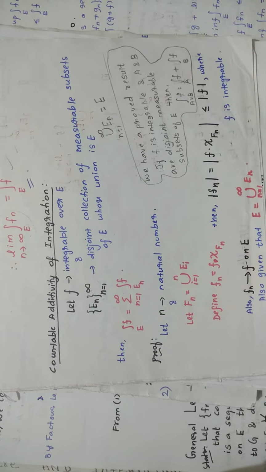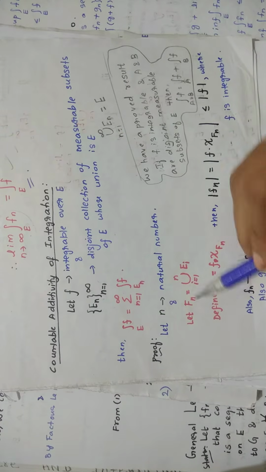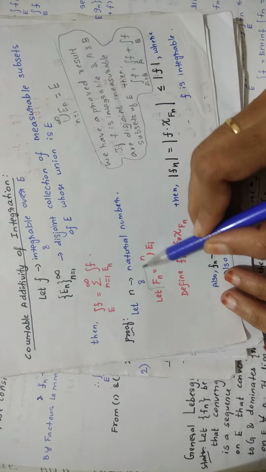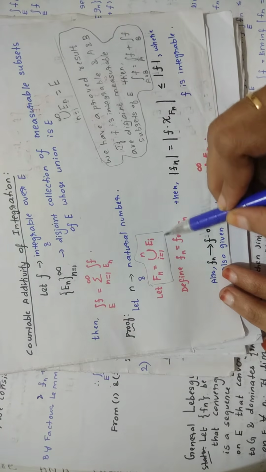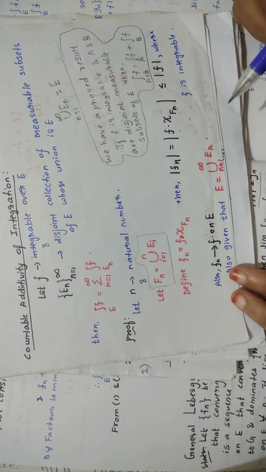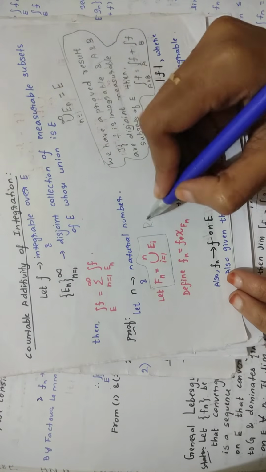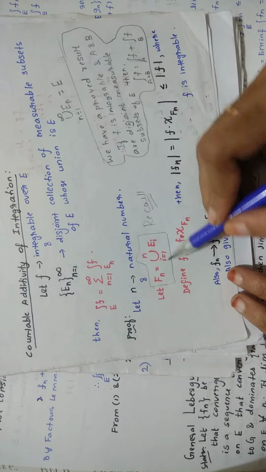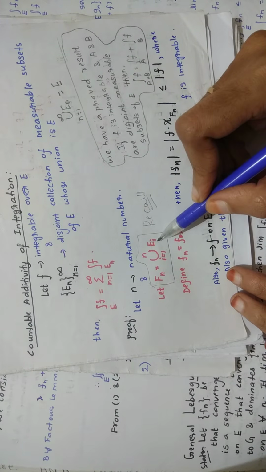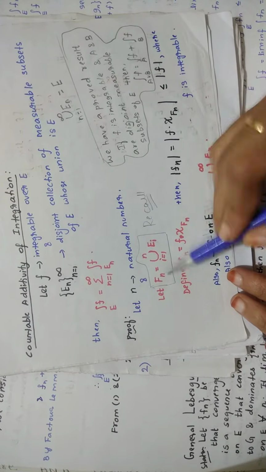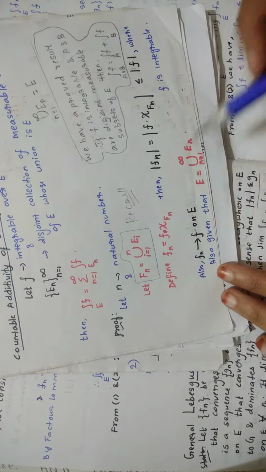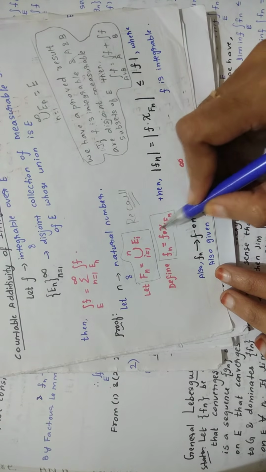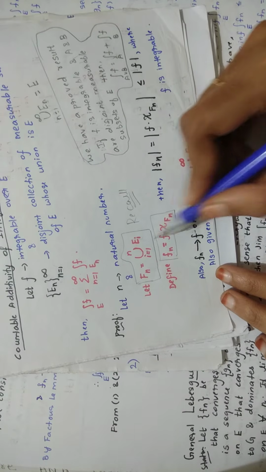Let n be a natural number. You are choosing a natural number n, and let Fn equal to, you are taking like this. You should not forget this, okay? If you are not able to recall this at the time of writing the exam, you could not proceed. So keep this in your mind, recall it again and again when you learn it. Let capital Fn equal to union i equal to 1 to n Ei. Here Fn and Ei, don't get confused. You are also defining small fn equal to f times chi of capital Fn. You are defining these two things.